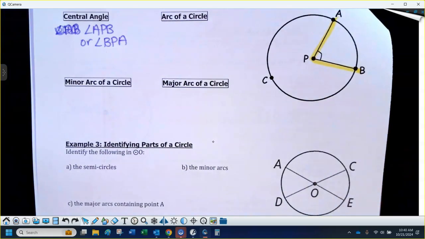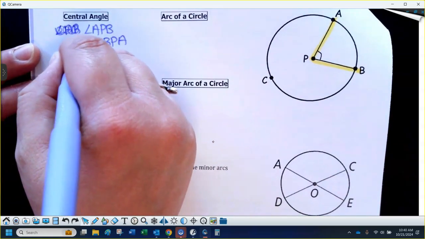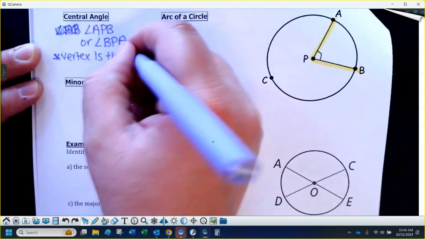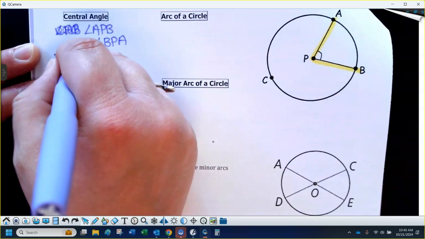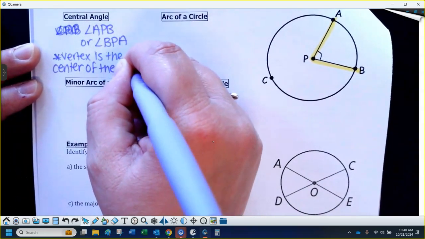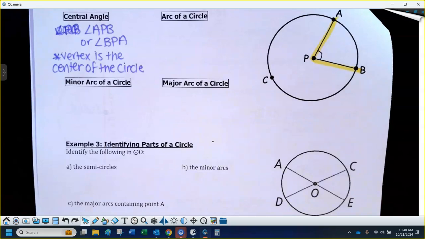But the requirement for a central angle, if you have it in a circle, is that the vertex is the center of the circle. So all it is to have a central angle, the vertex is just going to be on the center of the circle. So that's all that's going on there.